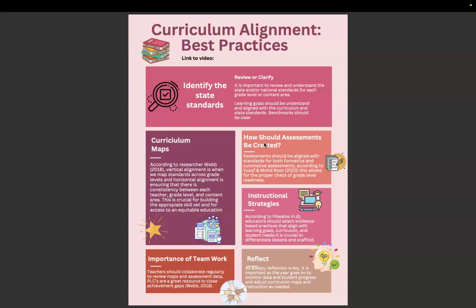Horizontal alignment ensures that there is consistency across classrooms in the same grade. So if you have different teachers who are teaching multiple English classes within the same grade, all of that should be aligned appropriately so that students are getting consistency as they move on through the next grade. Okay, so make sure you look at curriculum maps for that reason.